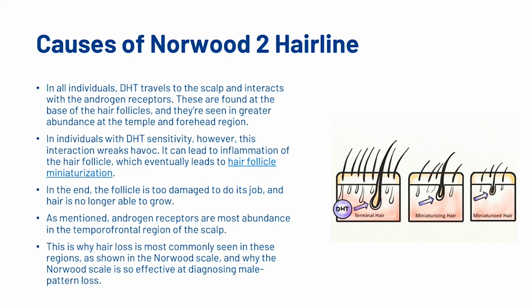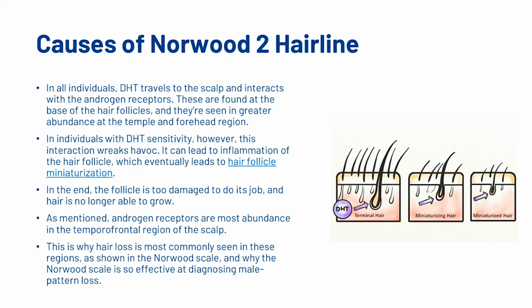These are found at the base of the hair follicles, and they're seen in greater abundance at the temple and forehead region. In individuals with DHT sensitivity, however, this interaction wreaks havoc. It can lead to inflammation of the hair follicle, which eventually leads to hair follicle miniaturization. In the end, the follicle is too damaged to do its job, and hair is no longer able to grow.